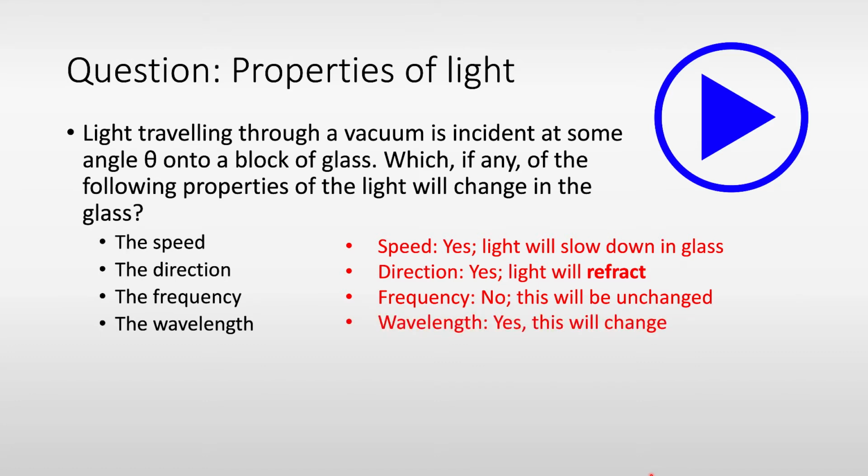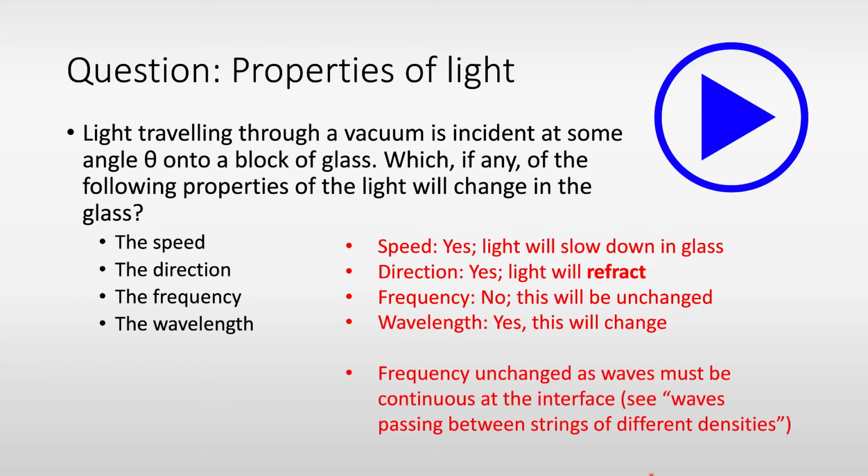Now remember, there's an interdependence between the speed, frequency and wavelength, so if one of them changes, at least one of the others has to change, but in this case the frequency remains unchanged. The reason for this is because the waves must remain continuous at the interface. If you remember the waves moving between two pieces of string of different densities, we had that continuity requirement there. The same is true of a light wave.